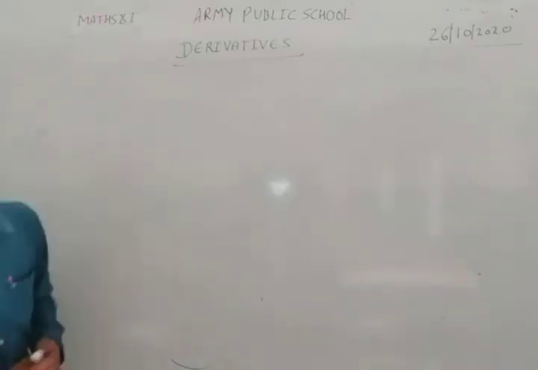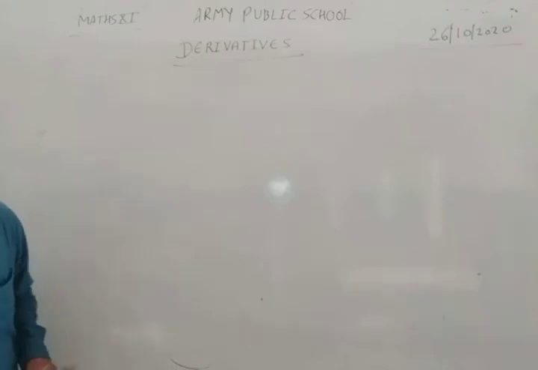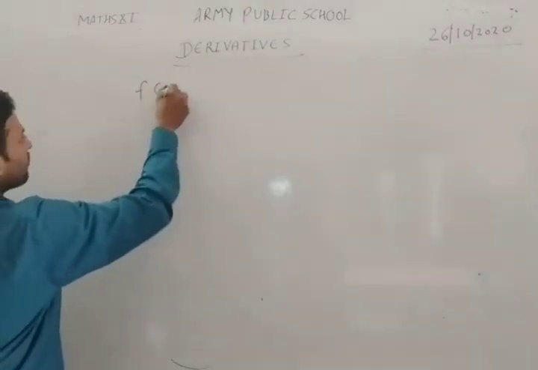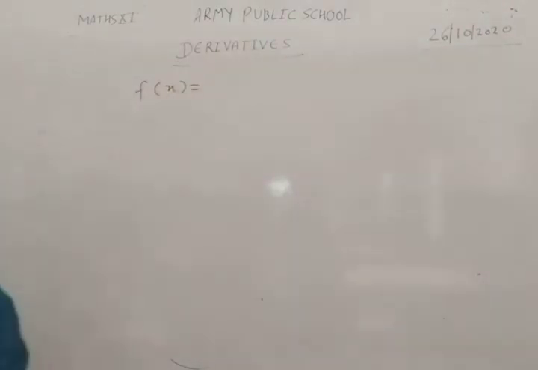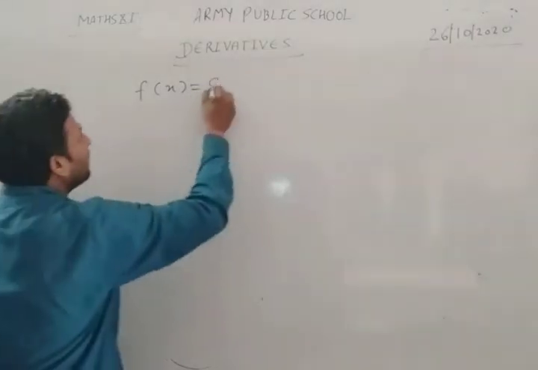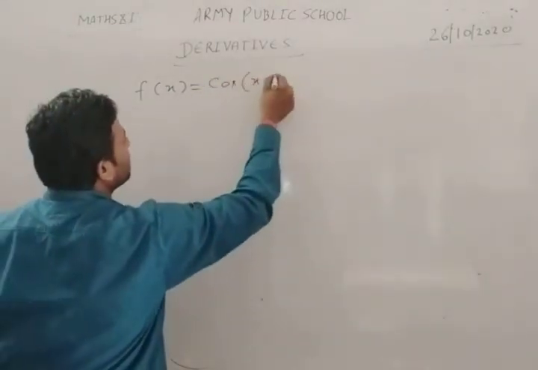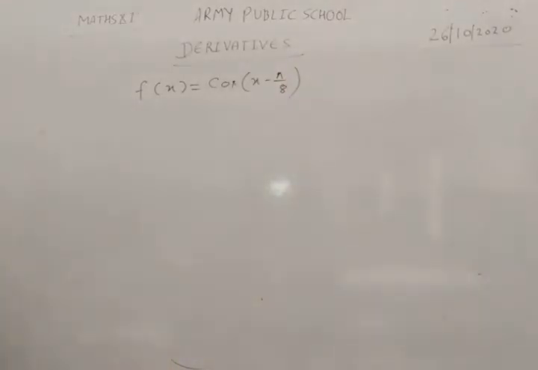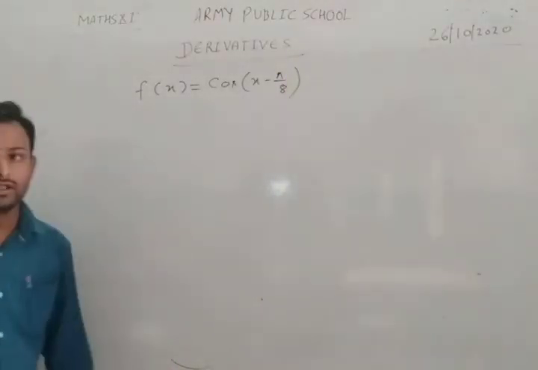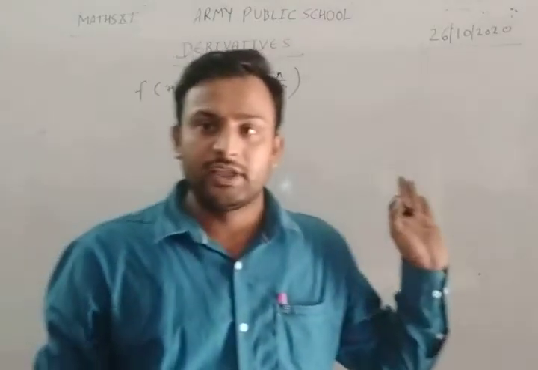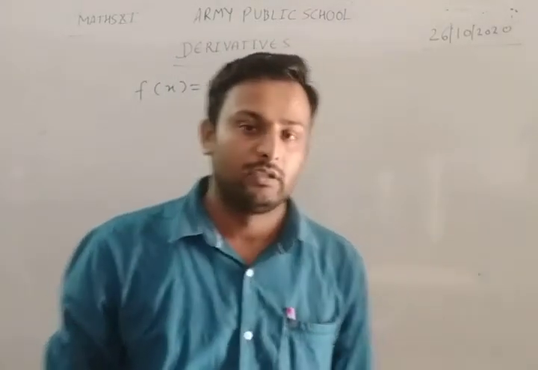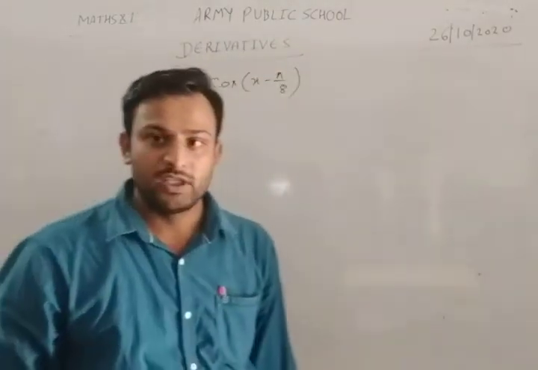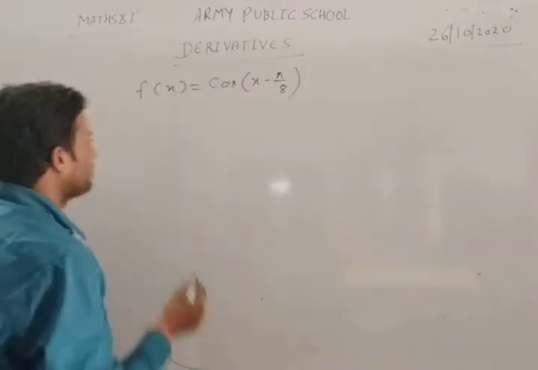So the next question is f(x) = cos(x - pi/8). Okay, we have to find the derivative of this function with the help of first principle. So we write the formula first.